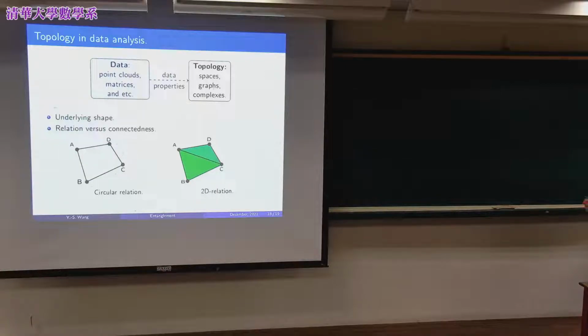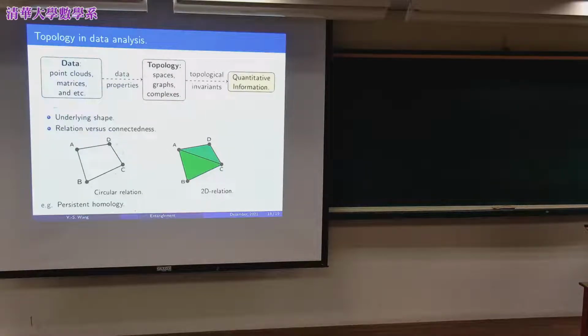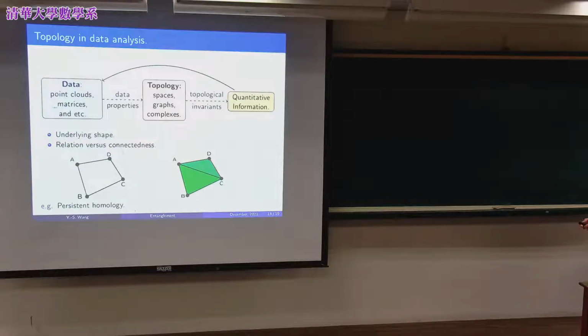So you can use the relation between 2 data points to build a topological space in terms of their connectedness. And once you have a topological space, then you can use topological invariants, such as persistent homology, to obtain some quantitative information. And the quantitative information will give you, in turn, some way to analyze your original data. So that's the broad picture.